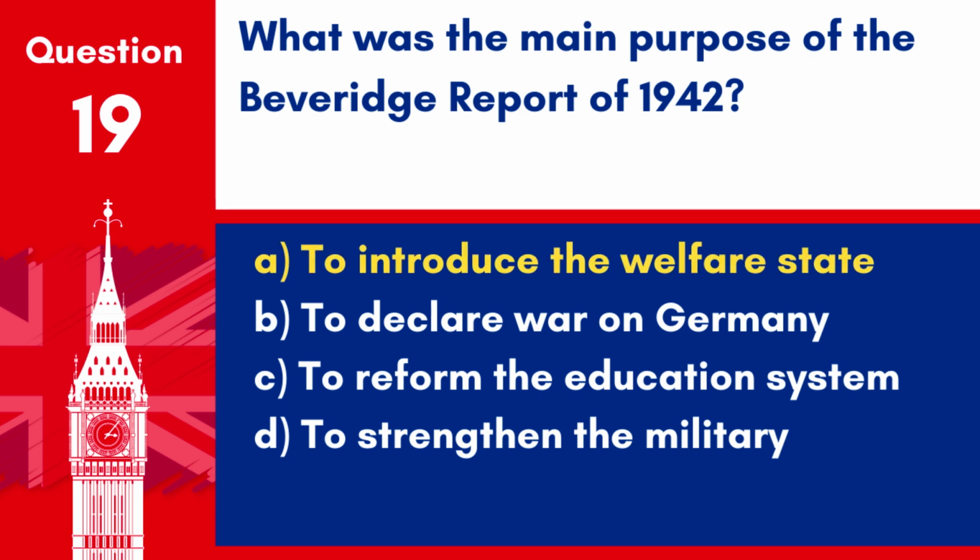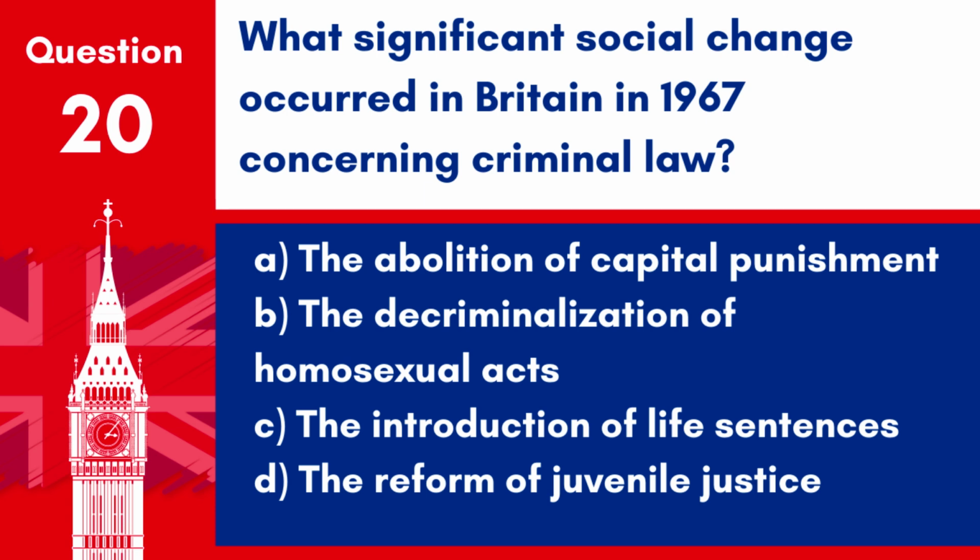Answer A. To introduce the welfare state. The Beveridge Report of 1942 outlined plans for a comprehensive welfare system, including the creation of the National Health Service to combat want, disease, ignorance, squalor, and idleness. Question 20. What significant social change occurred in Britain in 1967 concerning criminal law?